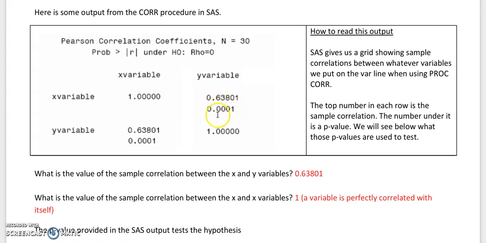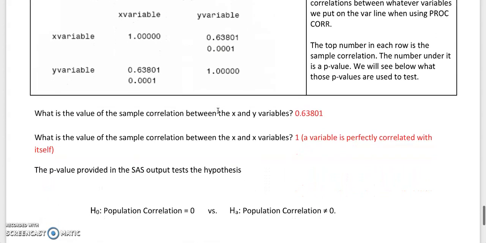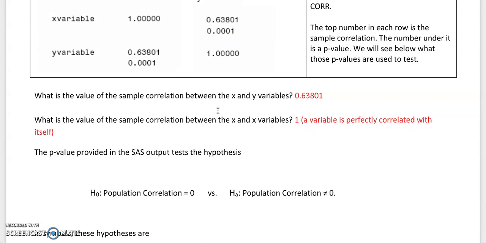So if this bottom number is a p-value, we should figure out what kind of test it's related to and how we could carry out one of those tests. The p-value will test this hypothesis. Our null model will say that the population correlation is 0, and our alternative model will say that the population correlation is not 0. Remember that this 0.63801 is a sample correlation. It is calculated based on my data or my sample.